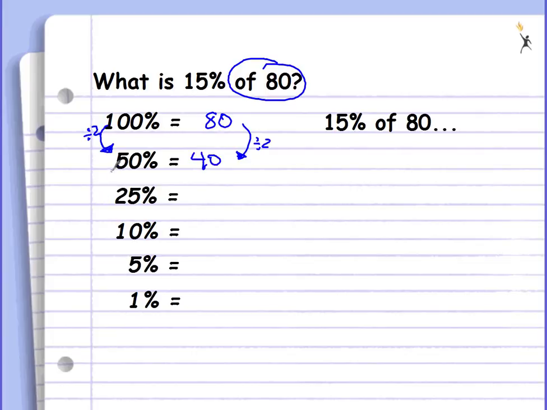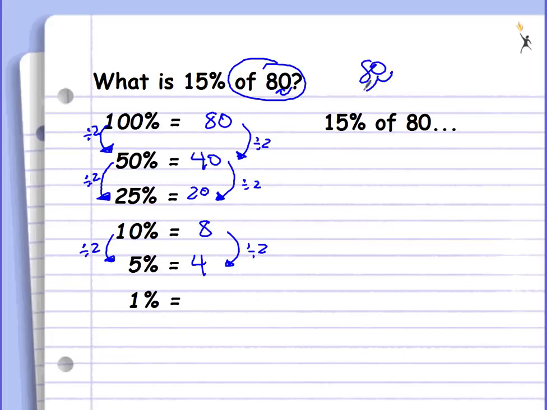How can I go from 50% to 25%? The easiest way is to divide by 2. Some of you might think about dividing the 100% by 4, and you could do that. If I know the 50% amount, I can go from 50% to 25% by dividing by 2. 40 divided by 2 is 20. 10%, that's easy. We just move the decimal point over one place to the left and you get 8. 5%, I can go from 10% to 5% by dividing by 2. So what is 8 divided by 2? It's 4. And then 1%, I take my 80, move the decimal point 2 places to the left, and I get 0 and 8/10.